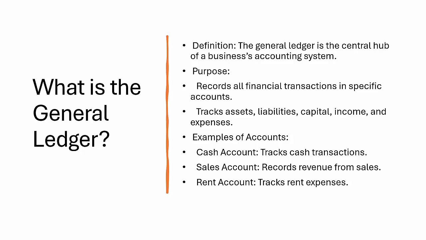Each ledger account is created for a specific type of transaction or activity. For example, one account might track cash transactions, cash account. Another might record sales revenue, sales account. A separate account would track rent expenses, rent account. Every account has a unique purpose or name, and in computerized systems, it also gets an identity or code to make it easy to manage.